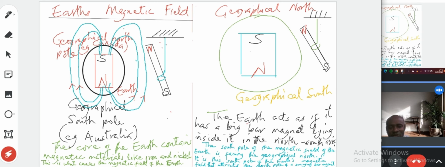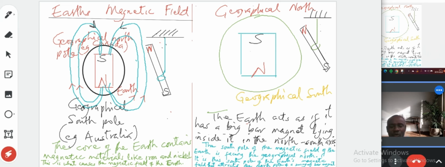So if you were to draw the magnetic field of the earth, you need to draw lines that will look the same way as the one around the bar magnet. And remember, the arrows must point out of the north pole of the magnetic field of the earth towards the south pole. So it will be coming out of the north and be entering into the south pole. So the arrows must be correctly indicated or shown.